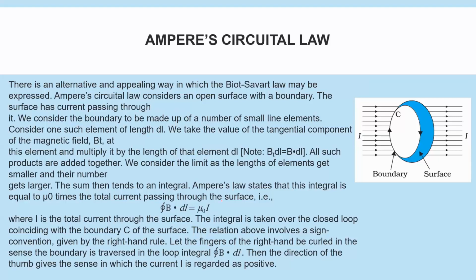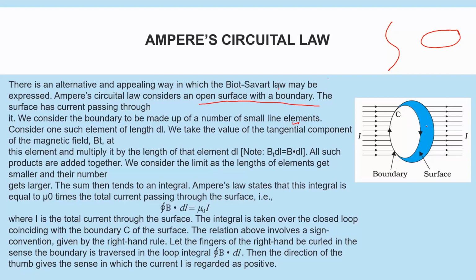Okay, now we come to another part of the effects of current as well as magnetic field, that is Ampere's circuital law. If you remember in electrostatics, we learned Coulomb's law first, and then we learned Gauss's law, which was another way of representing Coulomb's law. Similarly, Ampere's law is another way in which the Biot-Savart law can be expressed. While in the Biot-Savart law we were considering either an infinitely long current carrying wire or a current carrying loop, in Ampere's circuital law we are going to consider an open space with a boundary.